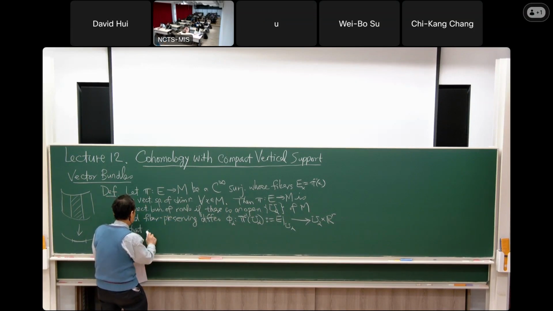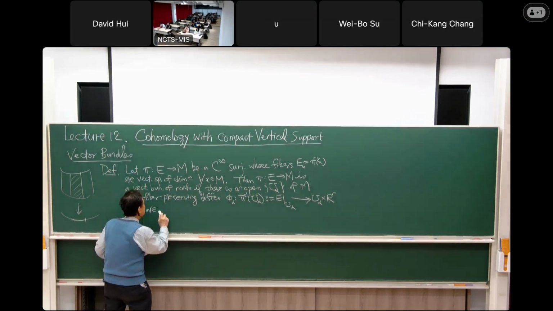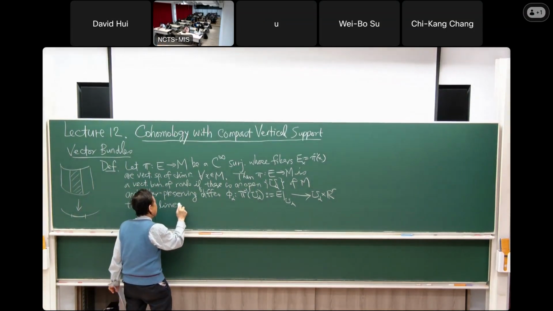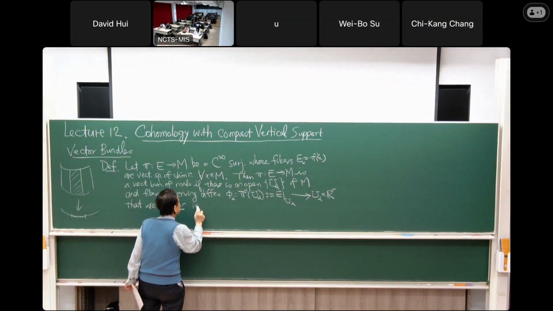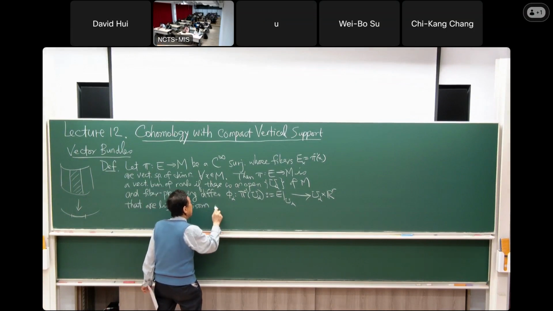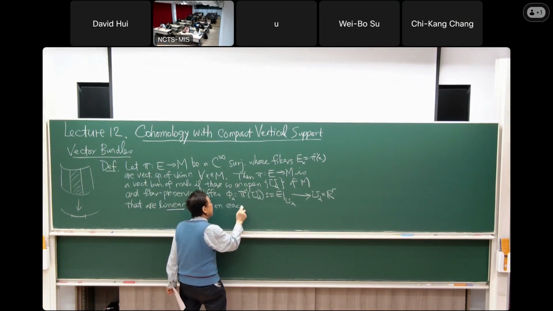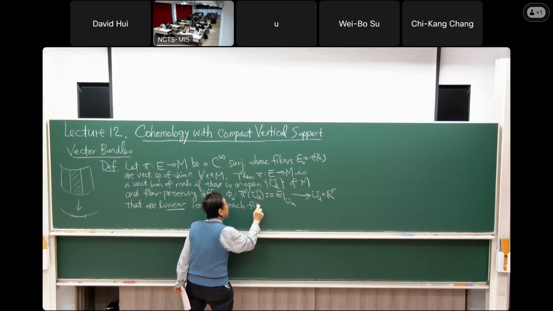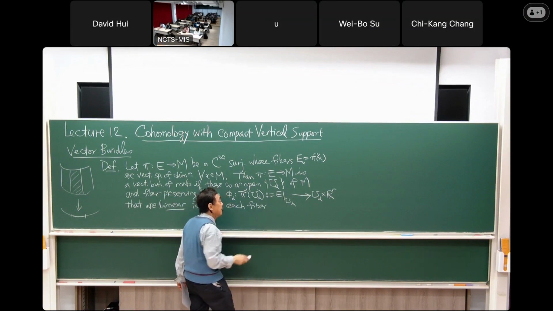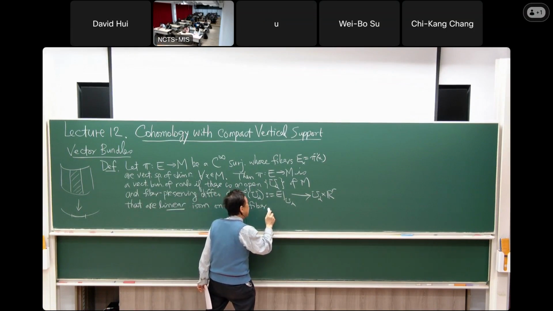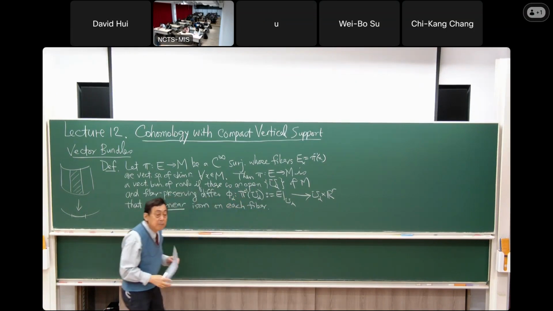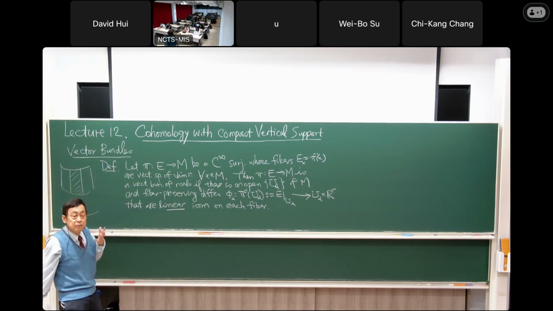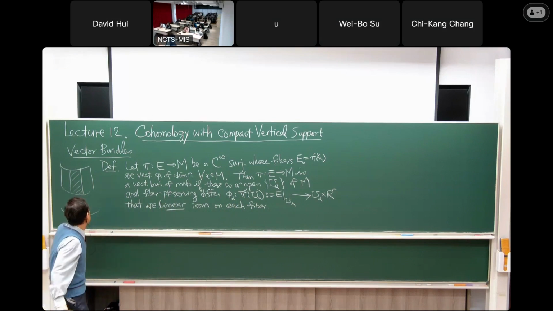that are linear isomorphisms on each fiber. Okay. So it is really just a fiber bundle, but the fibers are vector spaces.